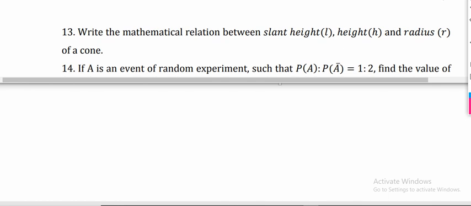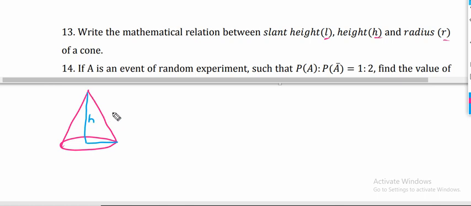Write the mathematical relation between the slant height L, height h, and radius r of the cone. You observe the cone is like this, that is a circular based cone. So you have to take here the radius, this is the radius r, and this is the height, this is h, the straight height, and this is the slant height L. The straight height is called h.